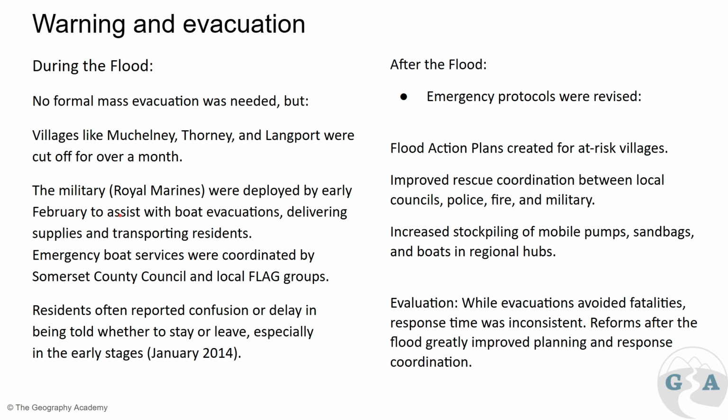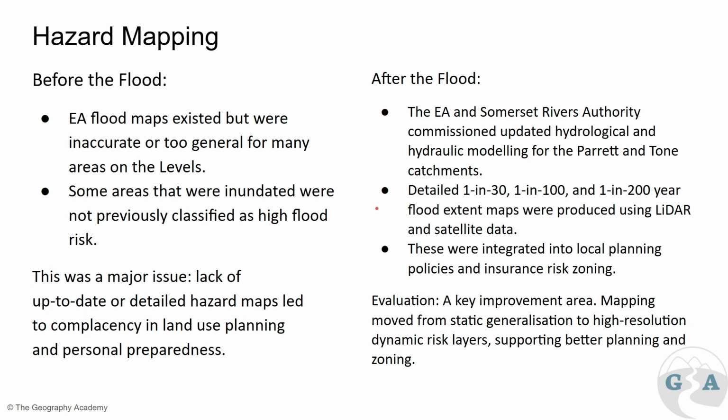So then we saw, after the flood, a lot of the warning and evacuation came down to either that people were already in emergency shelters, or in some cases, the villages that were cut off could then be supplied with whatever goods that they needed at the time. Hazard mapping then was updated after. Of course, this happens quite a lot. And again, this comes back to government control and government responsibility.